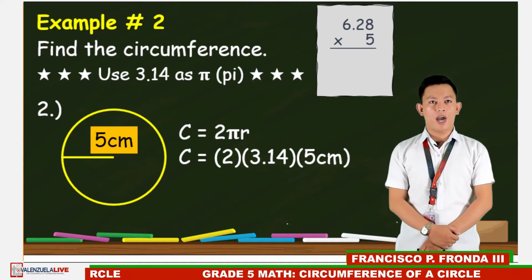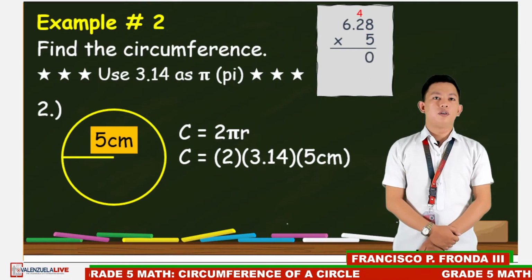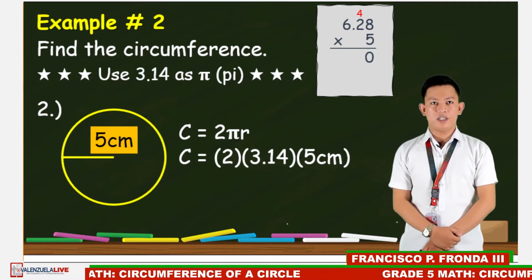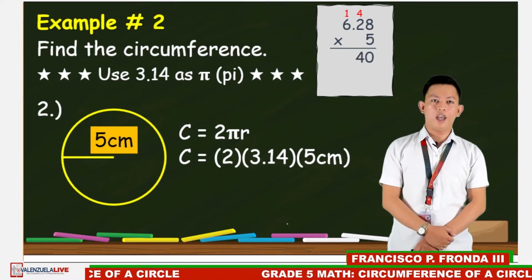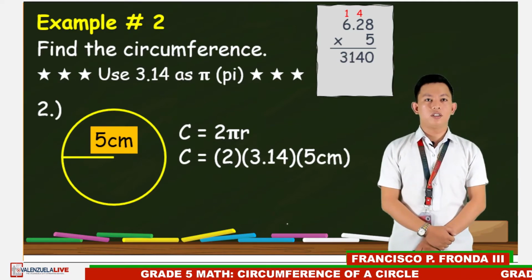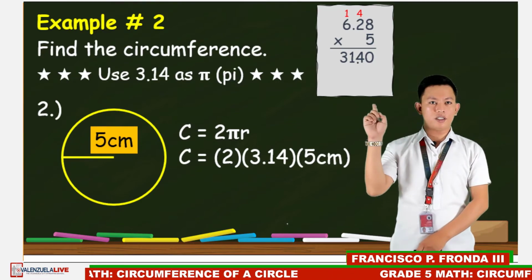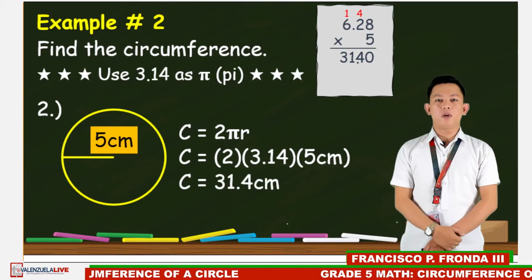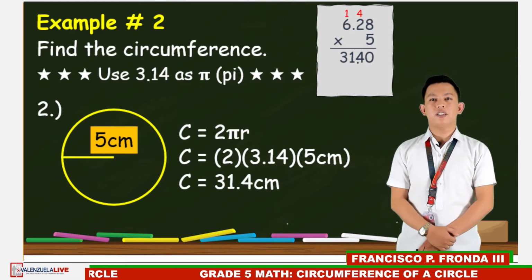6.28 times 5, 5 times 8, the answer is 40. Regroup 4. 5 times 2, the answer is 10. Plus 4, the answer is 14. Regroup 1. And 5 times 6, the answer is 30. Plus 1, this would be 31. But take note, you're going to write the decimal point. Therefore, our answer is 31 and 4/10 centimeter.